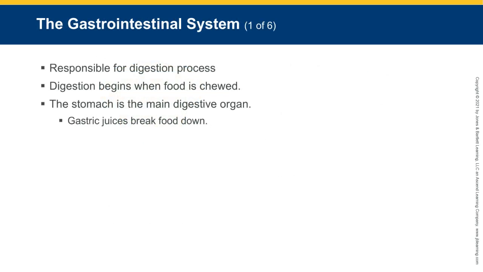The gastrointestinal system is responsible for digestion, breaking down food, and absorbing nutrients. Digestion begins in the mouth as food is chewed and mixed with saliva. The stomach is the primary digestive organ, where gastric juices continue breaking down food into absorbable components.